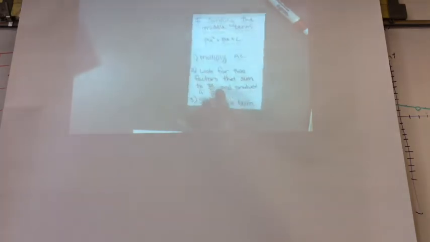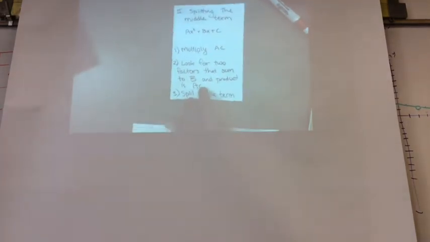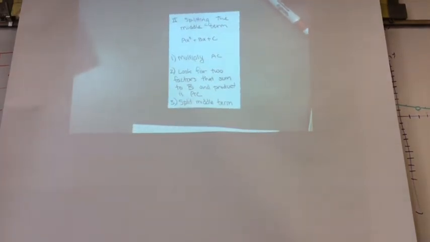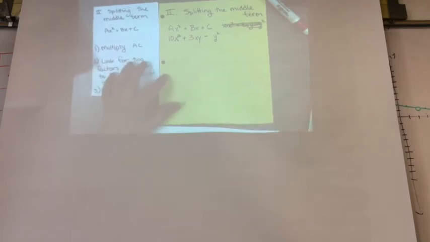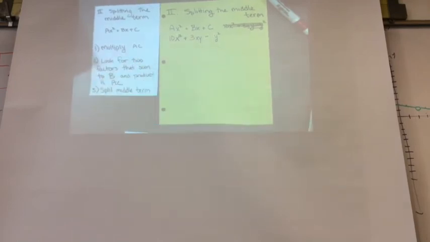Next, I'm going to go over a factoring technique called splitting the middle term. And these are the steps. You should write these steps down right now. Pause and write the steps down. So, splitting the middle term. This is how it works.